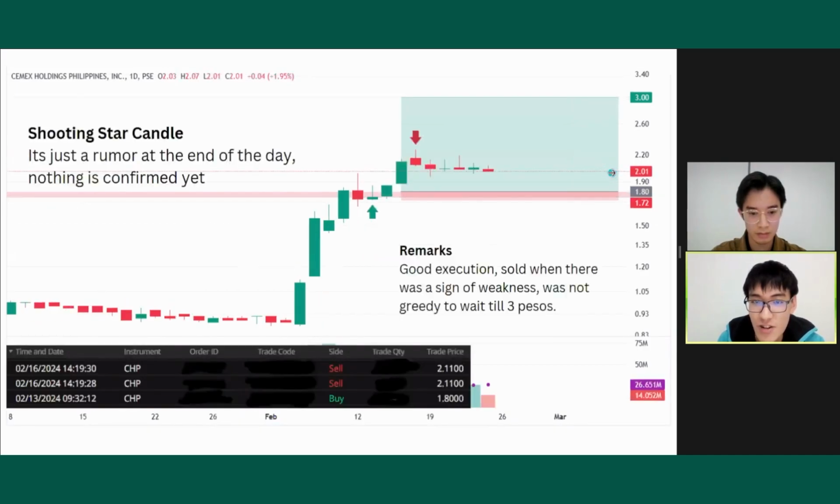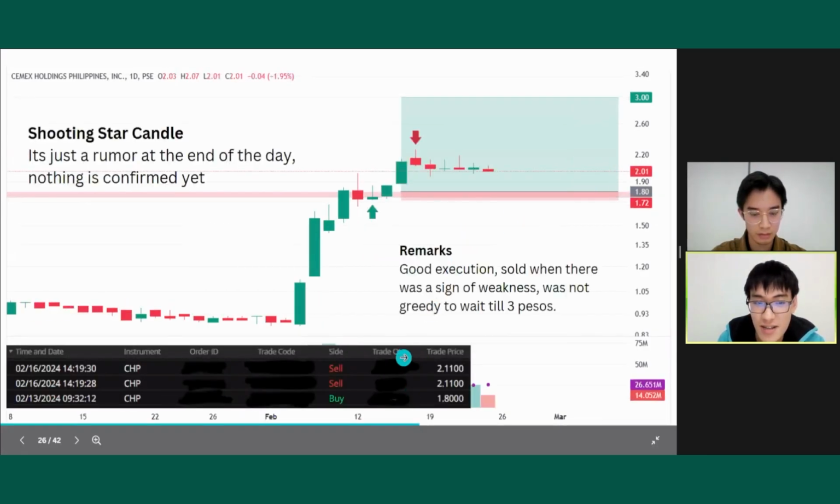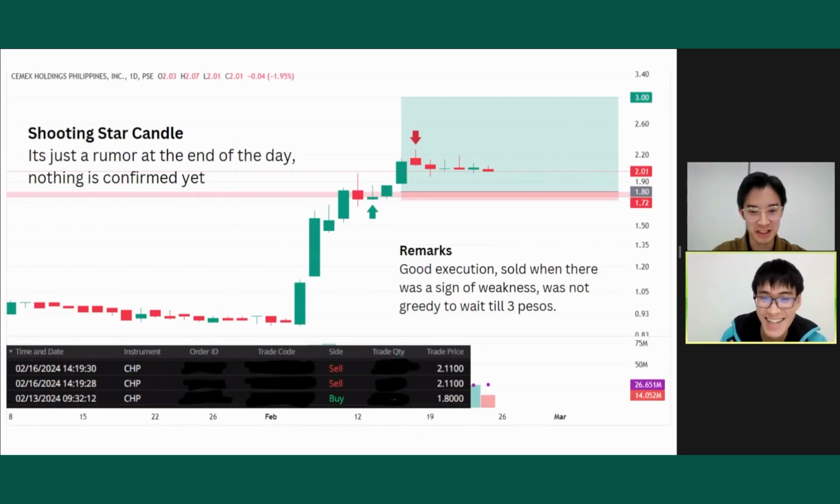So what happened here was, actually, me and Franco sabay kami bumili. We created the trade plan for this, and then we executed it. So we bought at 1.8 around here. Our stop loss was at the low of the candle. So there, what happened was it rallied.